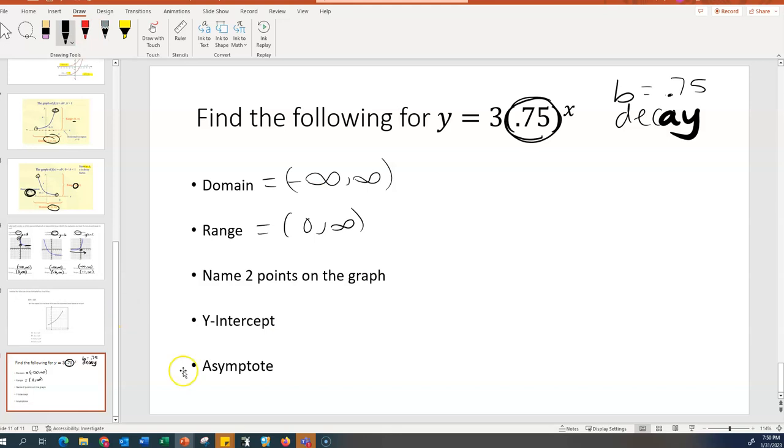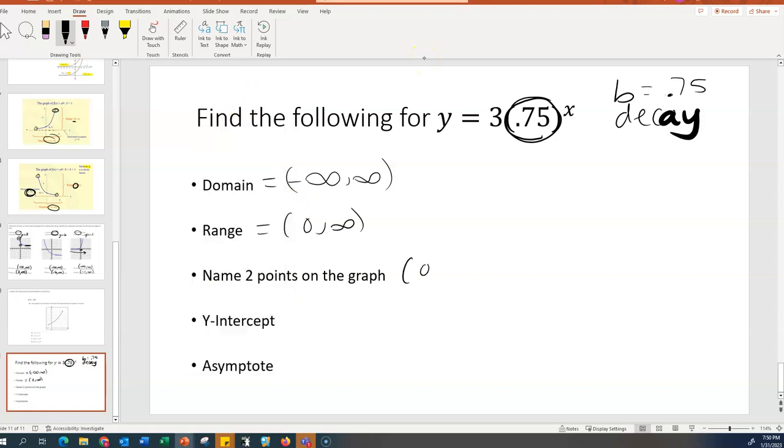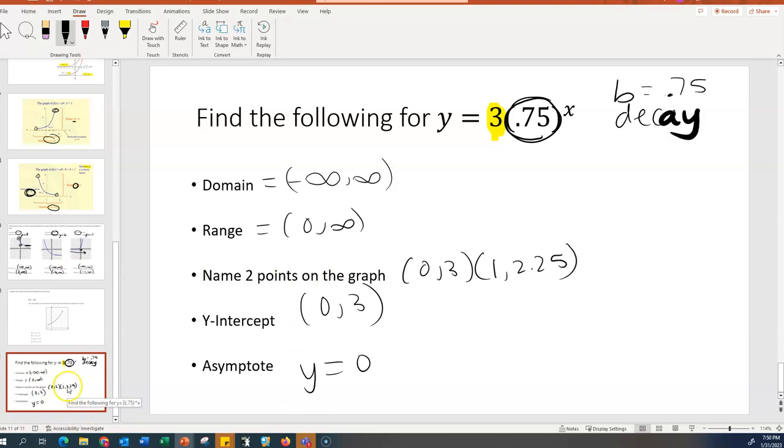To name 2 points on the graph, when you type this equation into y equals, you can hit your second graph button. You've got 0, 3, and 1, 2.25. So those are easy points. Our y-intercept, remember our y-intercept is our a value. So our a value here is 3. So our y-intercept would be at 0, 3. And again, the asymptote is y equals 0 because I'm not adding or subtracting anything to the end. So that does not move my asymptote. So my asymptote stays at y equals 0.